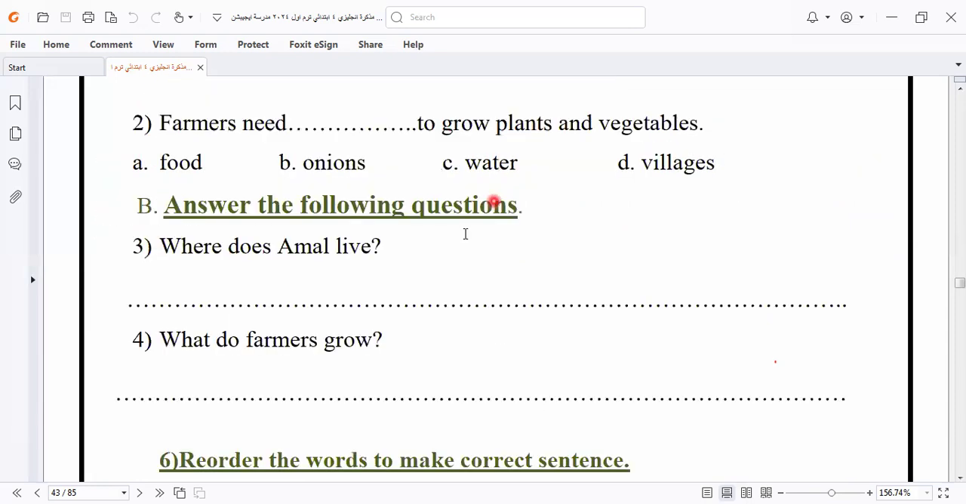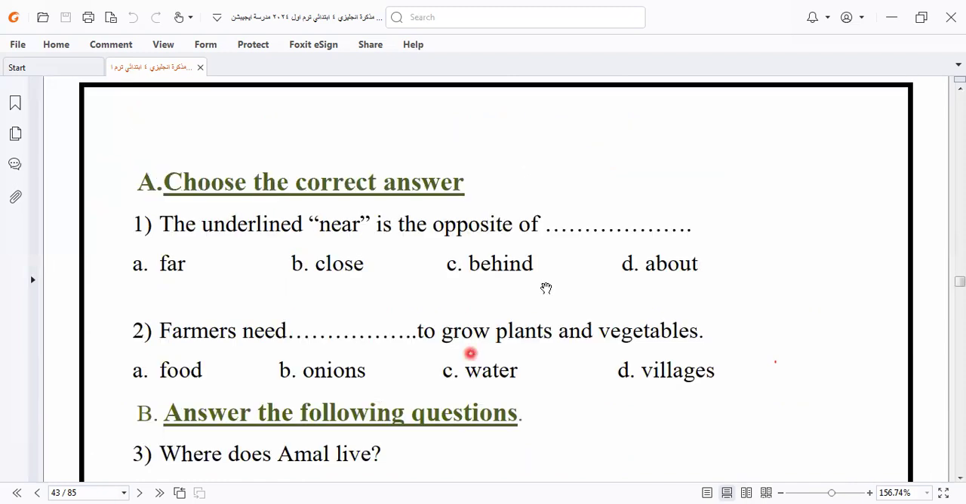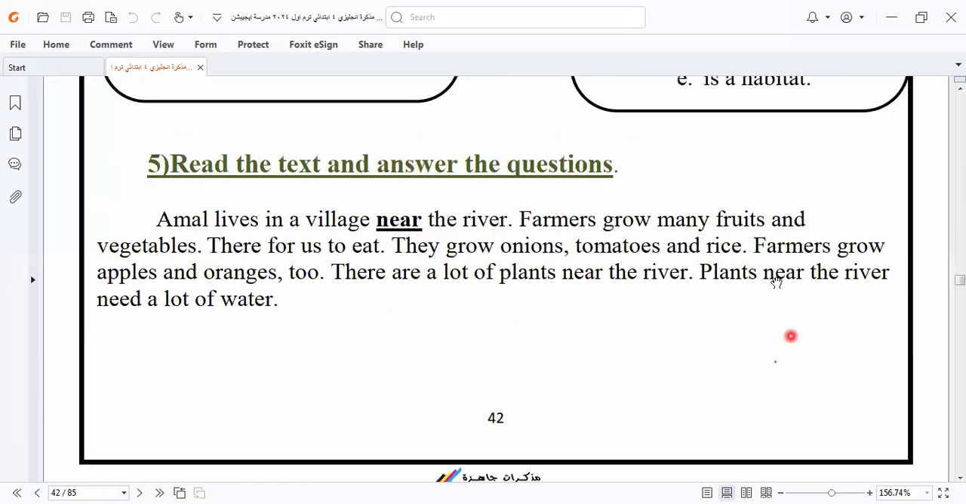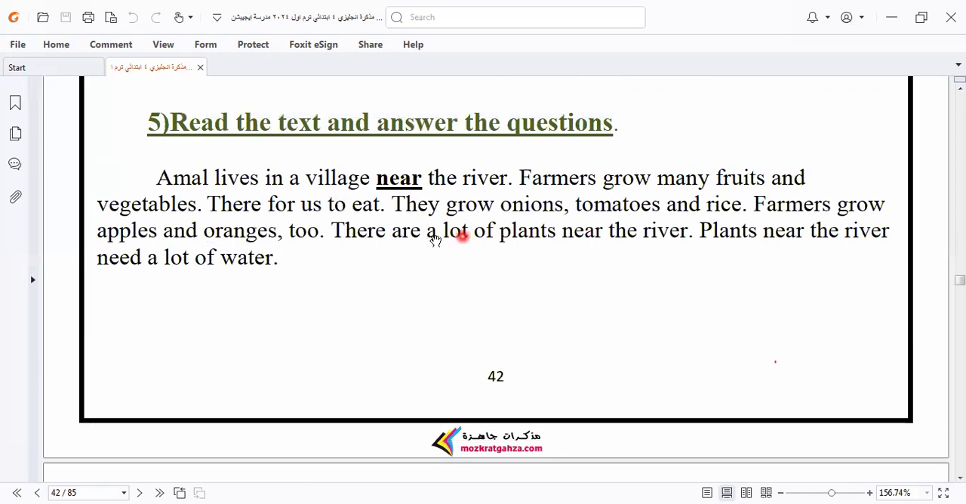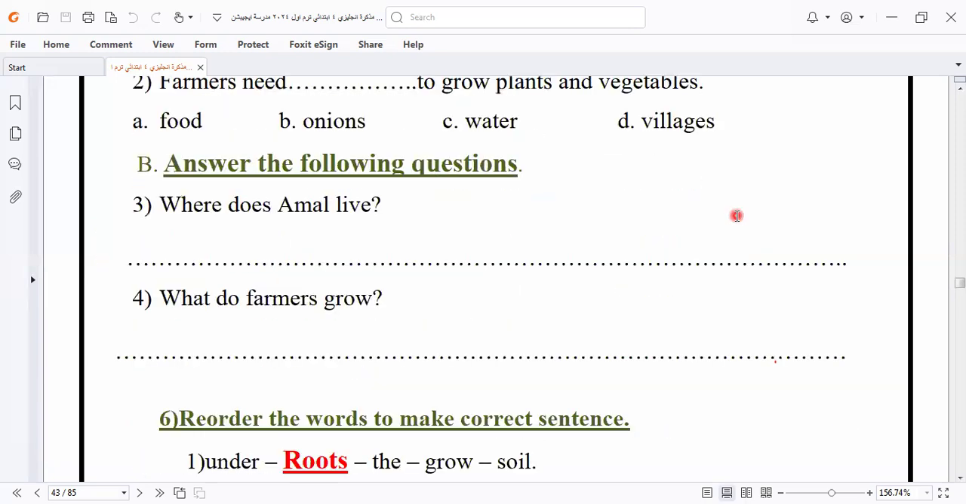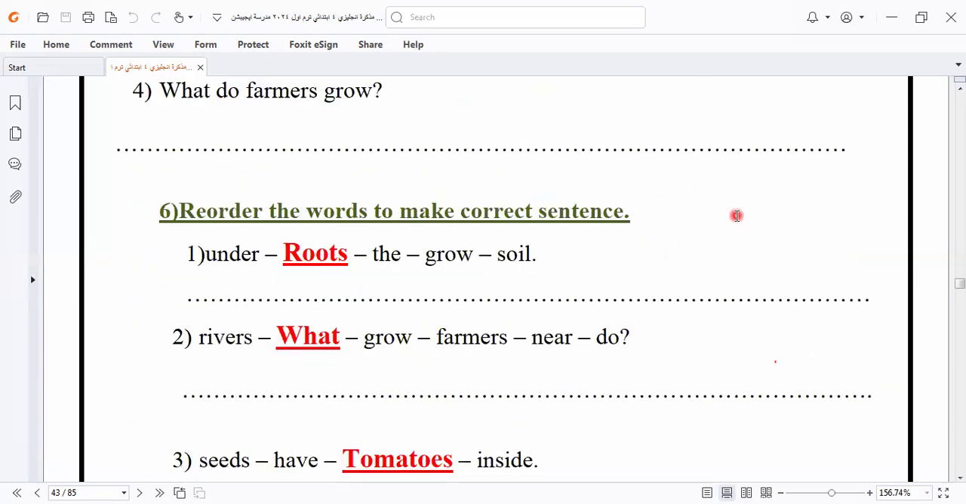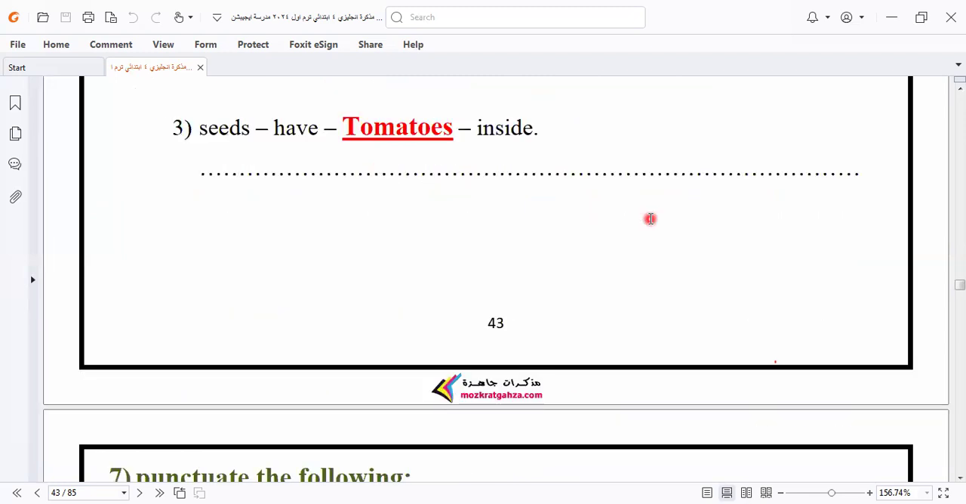Another one. What do farmers grow? Grow what? Grow. Let's go to know in this text. Farmers grow apples, oranges, onions, tomatoes, and rice. Okay, these are the crops that farmers grow. Okay, I will leave this exercise to do as homework.